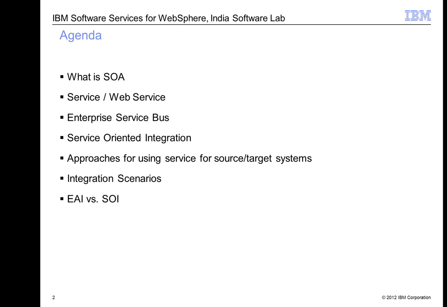Then after understanding the basic concepts, we'll jump into the concept of service-oriented integration. There we'll see how we combine the concepts and features of a service-oriented architecture, and utilize the framework provided by the enterprise service bus, for integrating various disparate systems. Once we have understood what SOI is, we look at the different approaches, the different techniques available to us to make various systems, source systems, target systems, provider systems, consumer systems, participate in the service-oriented framework.